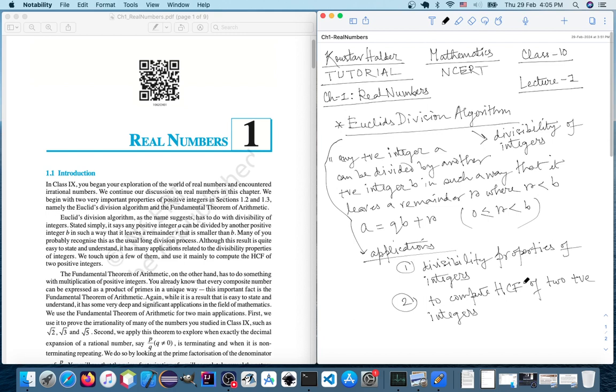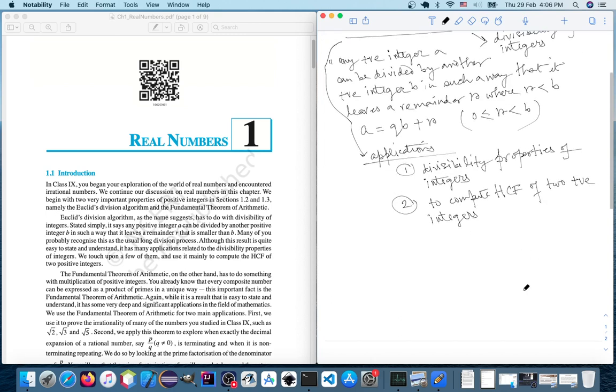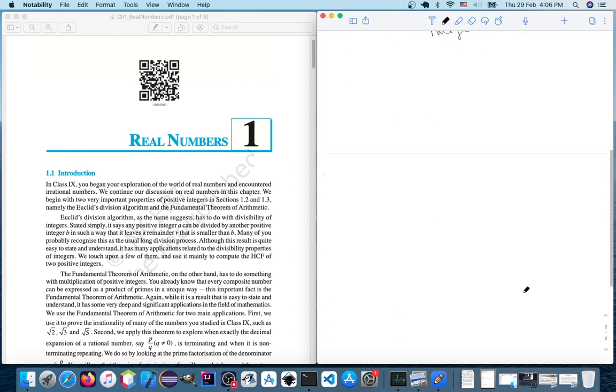Euclid's division algorithm has two applications. One is regarding divisibility properties of integers. Another one is to compute the HCF, which is highest common factor of two positive integers. Okay, let's proceed with the textbook.